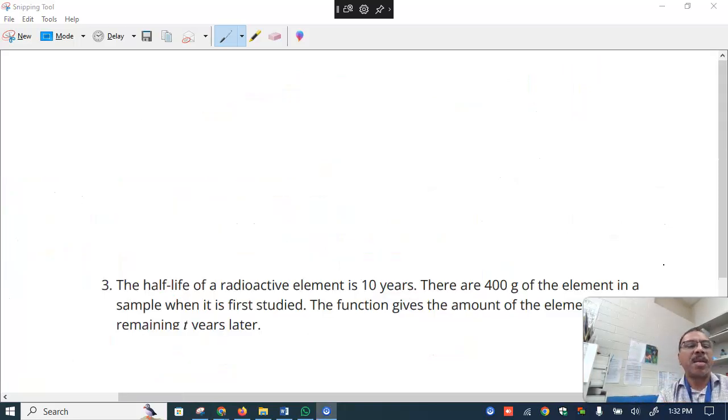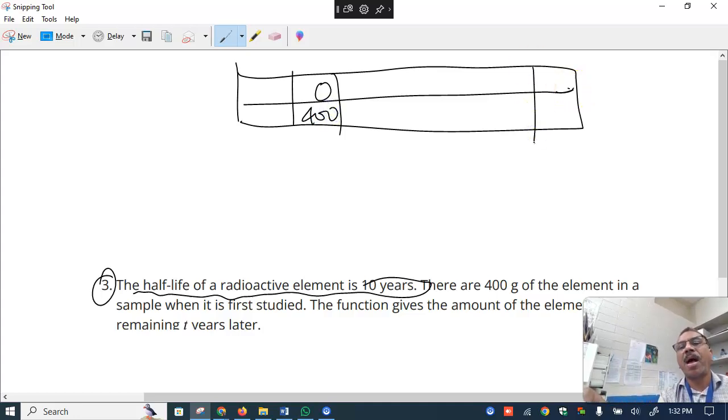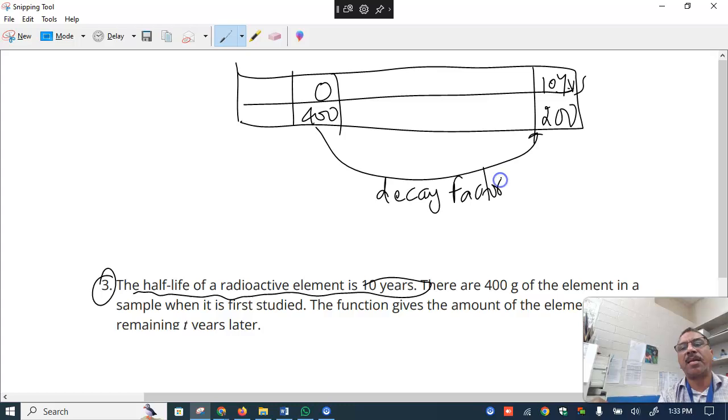Okay. Question number 3 talks about half-life. Half-life of a radioactive element: we can make a table like this, 10 years. From 0, in the beginning it is 400 grams, and in 10 years it becomes half, that is 200. So in 10 years, the decay factor, as I call it, because this is the number that multiplies, is 0.5.